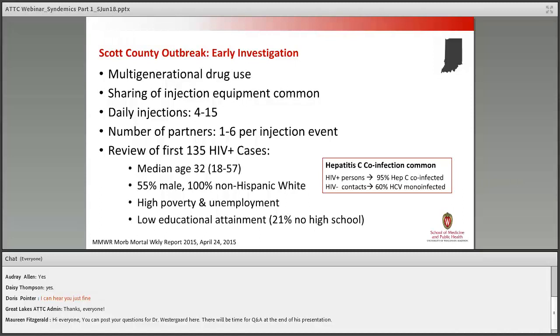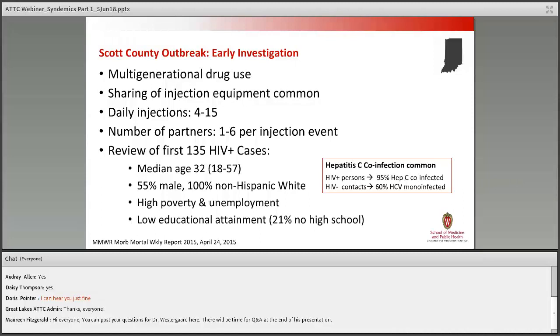The review of the first 135 cases showed that this was predominantly young adults, a median age of 32. Both men and women were similarly affected, and 100% of the racial ethnic group were non-Hispanic white. Scott County was a community of high poverty and unemployment and low educational attainment.